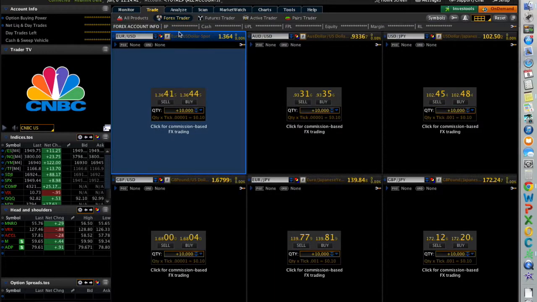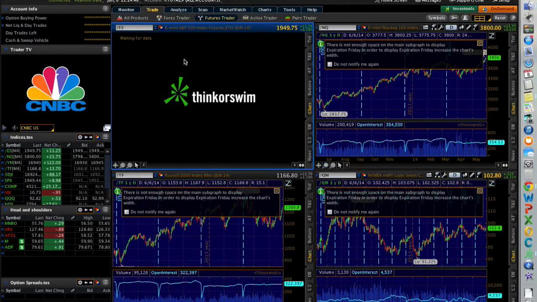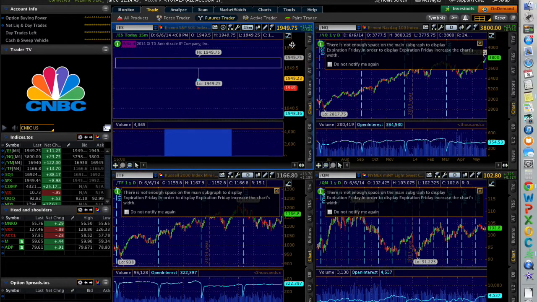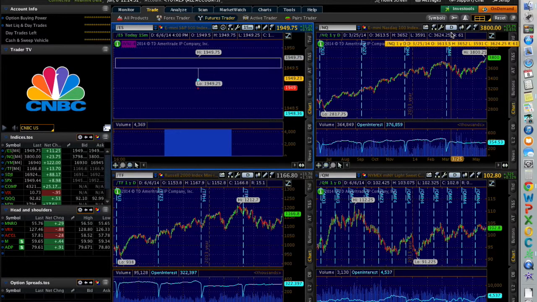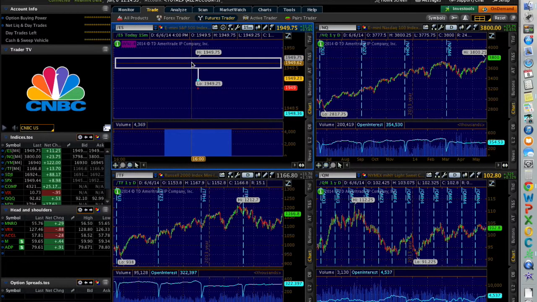Forex, I don't trade Forex, but this would be your Forex tab. Futures trader, this explains itself. I don't trade futures, but I'll look at this to analyze the futures. I really only look here though. I don't actually watch them that much. I used to.